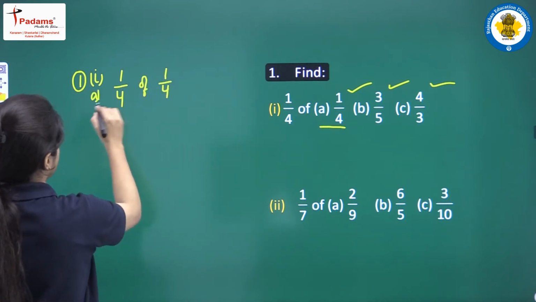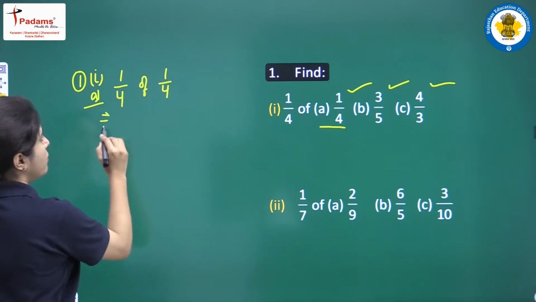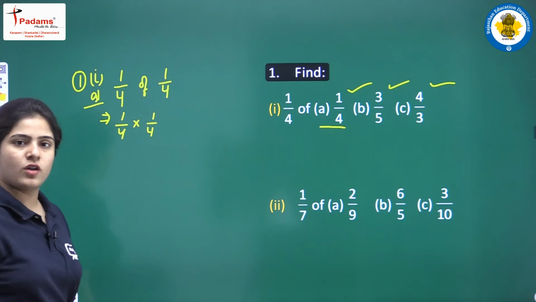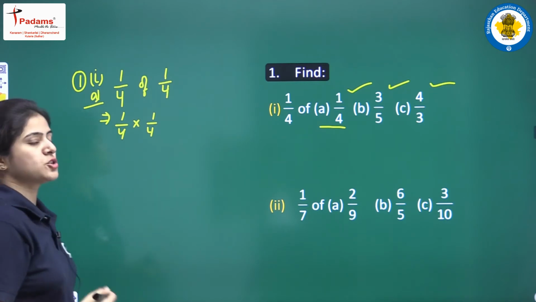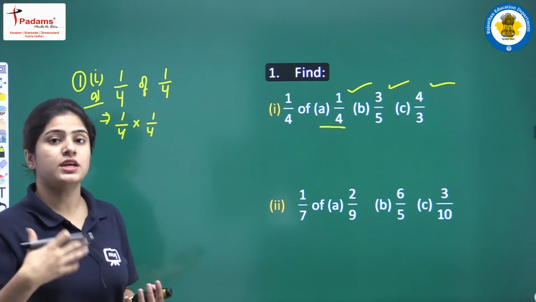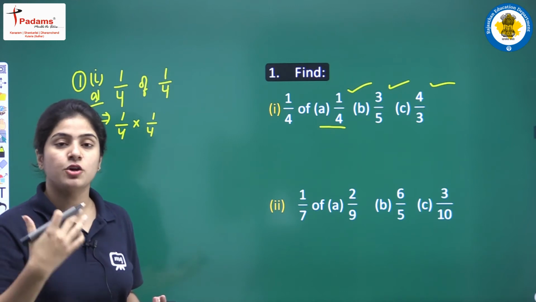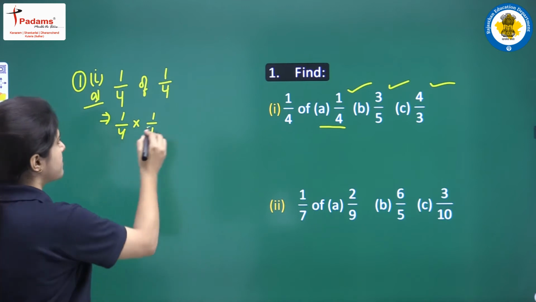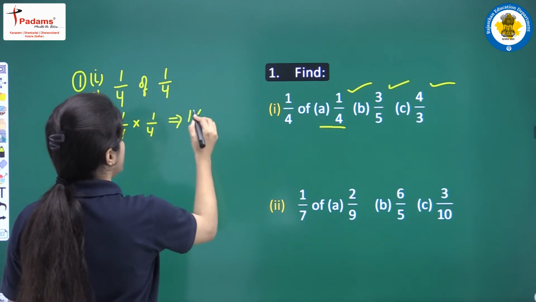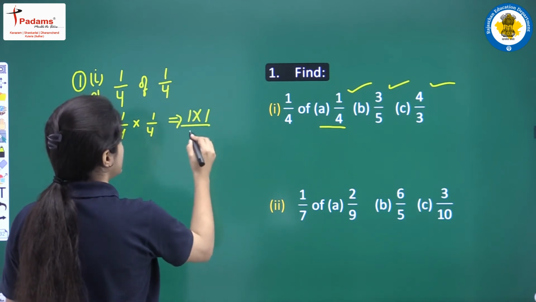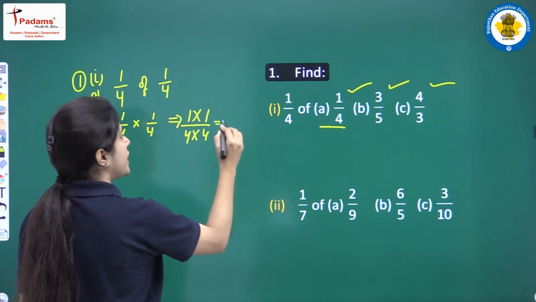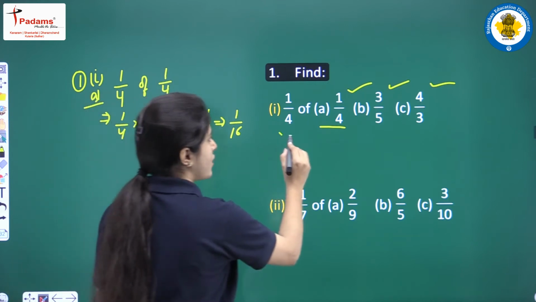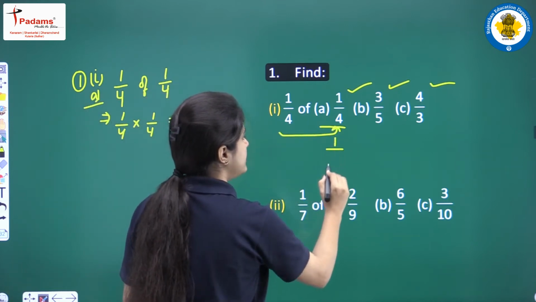Okay students, 1 upon 4 of means multiplication upon 1 upon 4. Alright students, when you are going to multiply fractions together, what you need to do? You just multiply the numerators separately and the denominators separately. Just multiply both the numerators and the denominators. So 1 into 1 is equal to 1 and 4 into 4 is equal to 16. So the answer of this part is 1 upon 16.